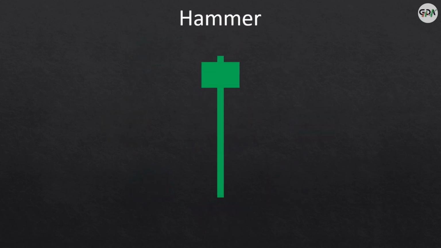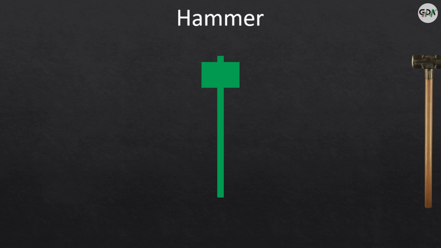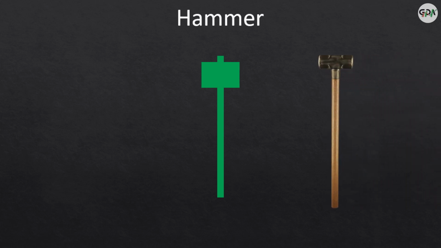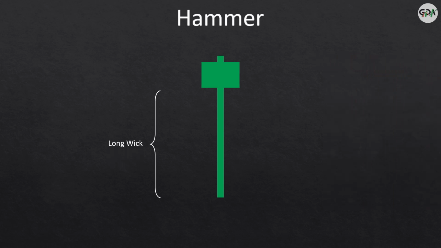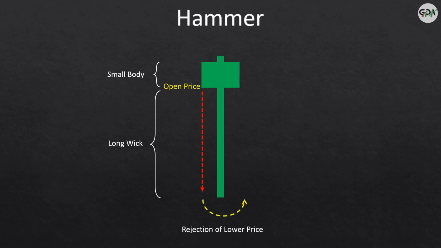Hammer. Another important type of doji is called the hammer, and it appears like a forged hammer. A hammer consists of a very long lower wick and a small body. The candle opened here and traveled in a downward direction, took a reversal by rejection of the lower price, went to the upside, and closed a little bit above the open price.